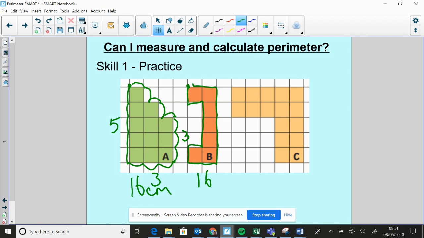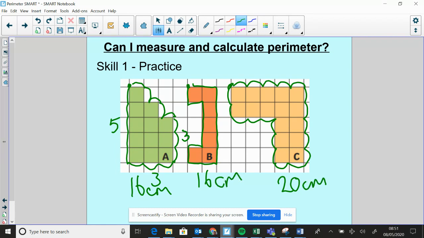You may want to pause the video now and try C by yourself. Okay, and hopefully you got 20 for that one. And then we have centimeters because it's on centimeter paper.